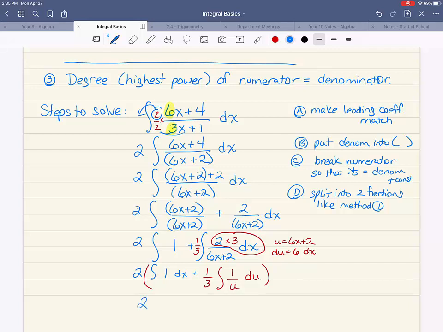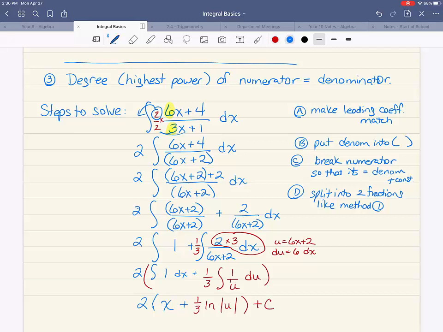What is the integral of a 1? What has a derivative of 1 dx? Well, that would be an x. Okay, now I need to integrate this other part. I have a 1/3. What is the antiderivative of 1 over u du? This is an ln, absolute value of u. Close my bracket. I got to back up here. Close my bracket, plus c.